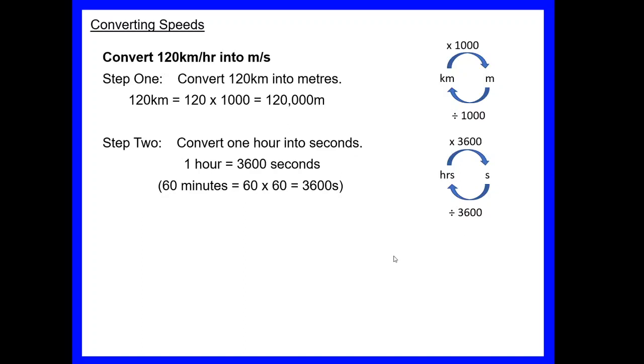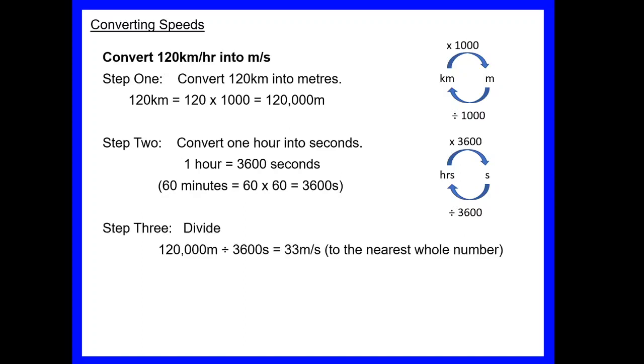Now we've converted those, we can put them back together. Our last step is to divide them. Remember, this line between is a division. So we're going to do our metres divided by our seconds, because we want metres per second. That gives us 33 metres per second to the nearest whole number.